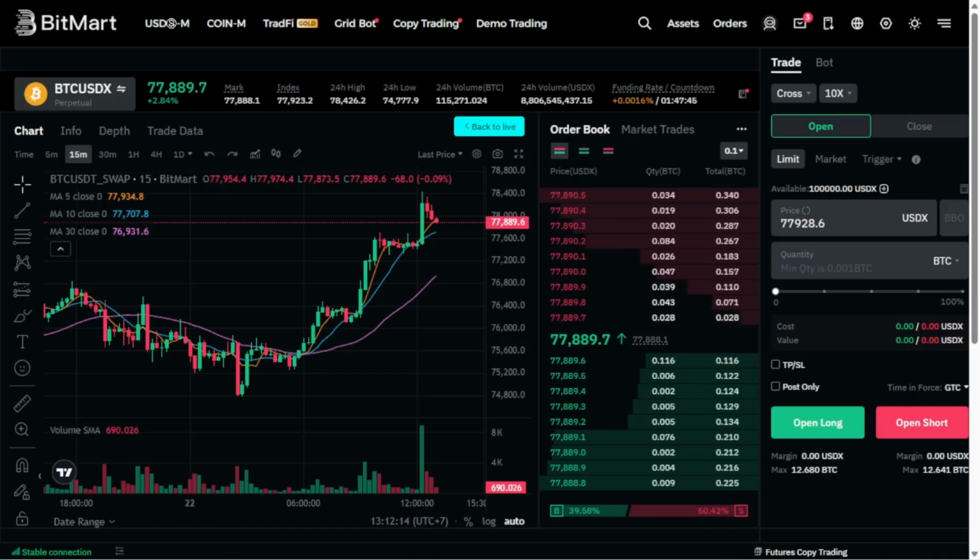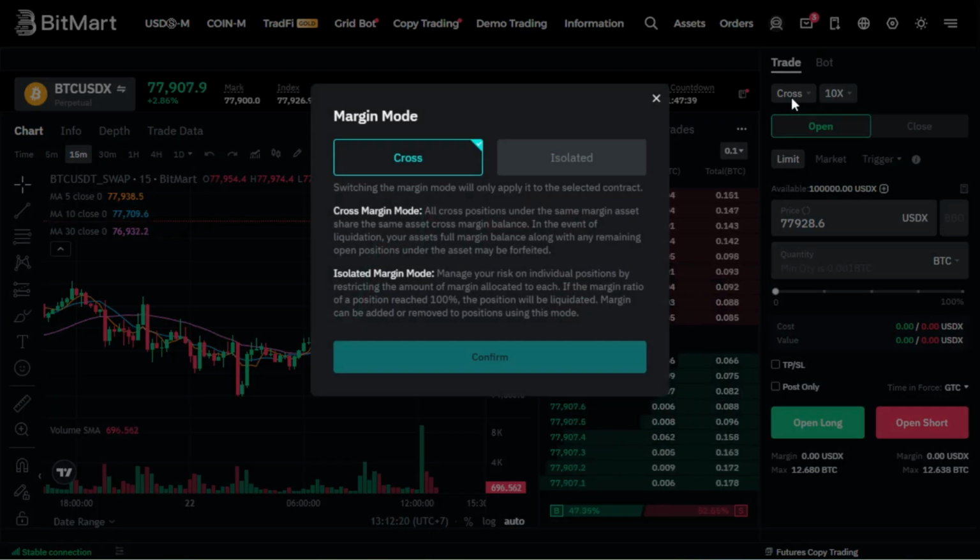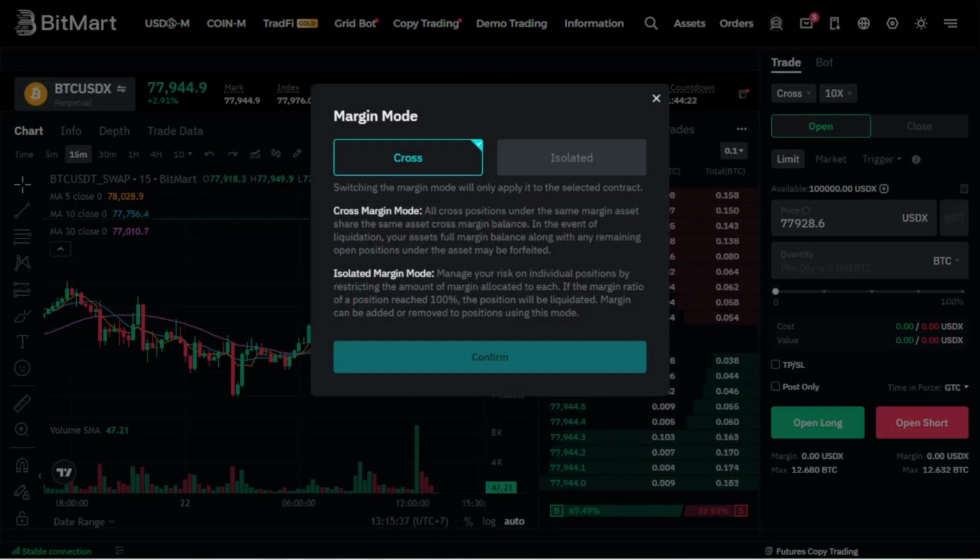On the top right of the exchange, we can see two options, cross and 10x. This is leverage, and this is our margin mode. Margin mode determines how your funds are used to support a trade and manage risk, mainly choosing between cross and isolated margin. In cross margin, all of your available balance in your futures account is shared across your positions. This can help prevent liquidation since more funds are backing your trade, but it also means you could lose more of your total balance if the trade goes against you.